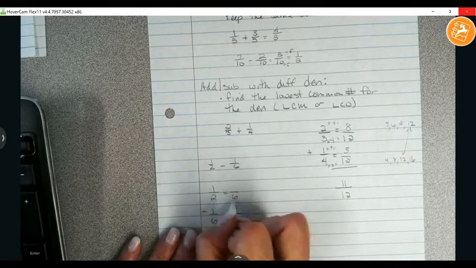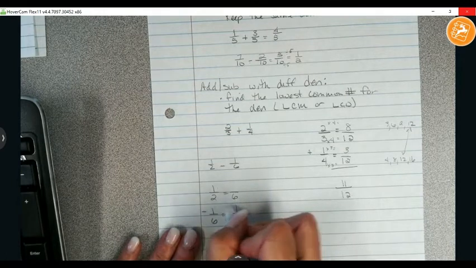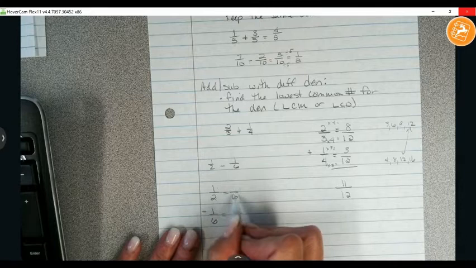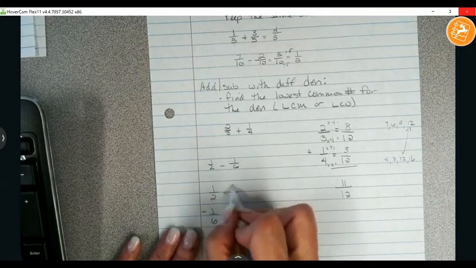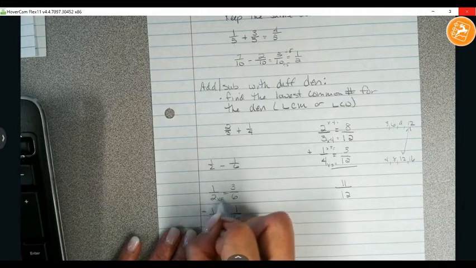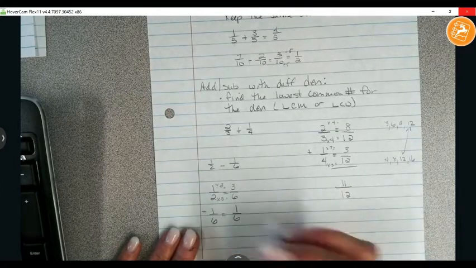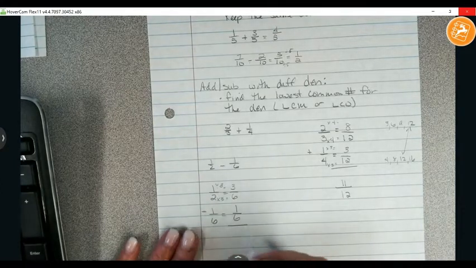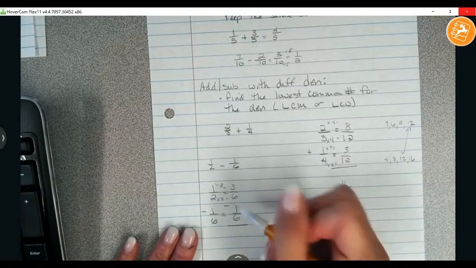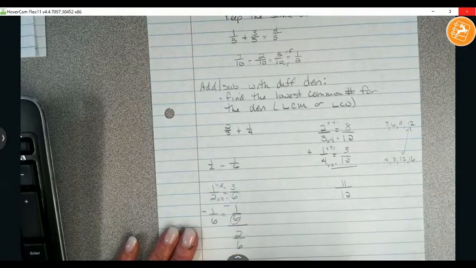And 1/2 is going to convert to 6. Well, you could just ask yourself, what is 1/2 of 6? Because that's going to be your new numerator. 1/2 of 6 is 3, but I'm just going to verify this with you. 2 times 3 equals 6. 1 times 3 equals 3. There's more than one way to look at that. So now I'm going to subtract just my numerators. 3 minus 1 is 2, and 6 is my denominator.